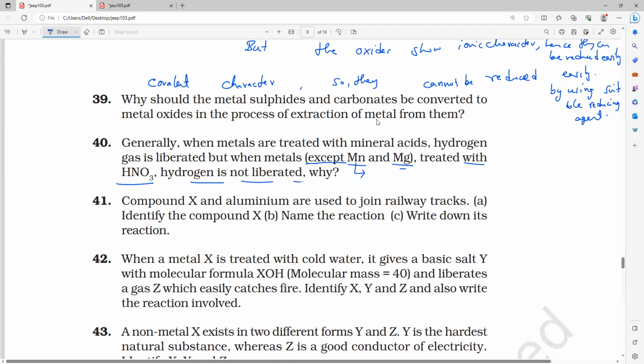Others answer. Hydrogen is not liberated. Why? Make it fast, everybody. Nitric acid. Mr. Johan, what is HNO3?